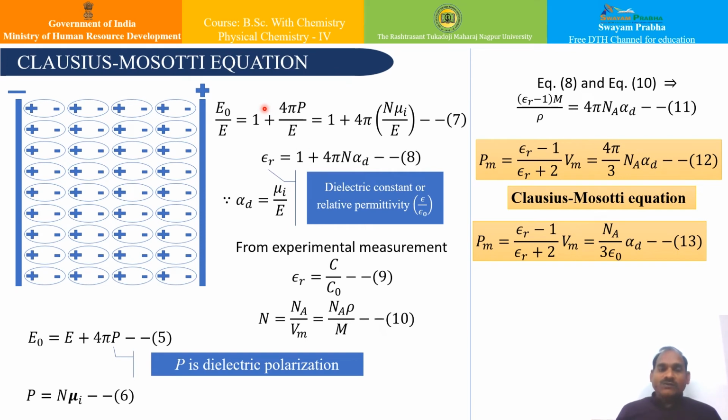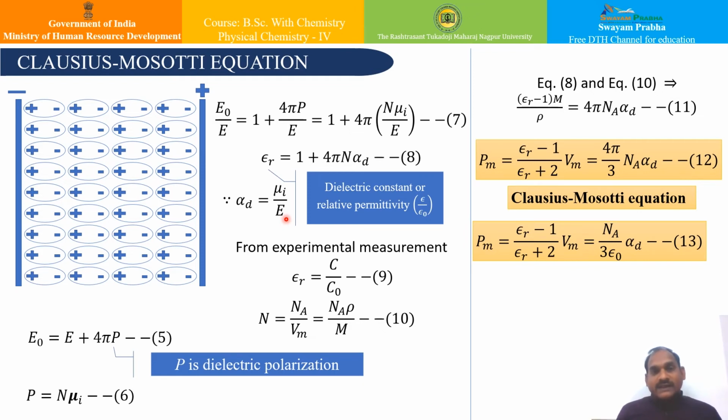Now this is the most important part in this particular discussion, the Clausius-Mosotti equation. This equation relates the distortion polarizability of the molecule with the dielectric constant of the substance, which is very important to study. Now the required relationship is derived from the experimental aspects. Let us have a look at it.